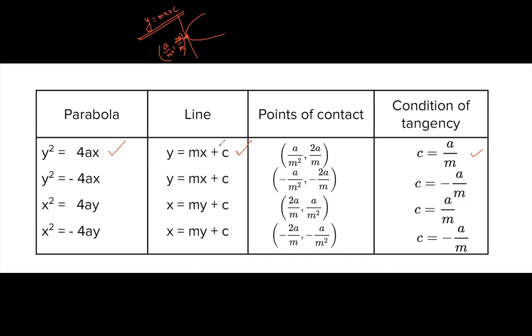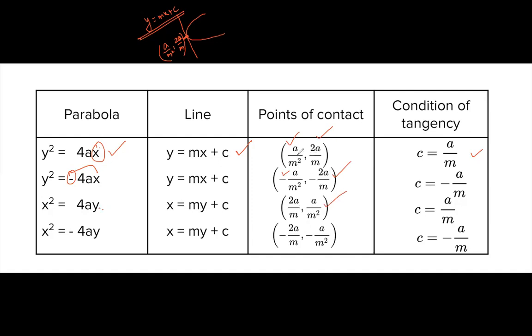Just make a note of it. You can see, if it is y squared equal to 4ax, then the x coordinate is positive and the y coordinate is positive. If the x coordinate is negative, then y is also negative. If it is 4ay, both x and y are positive.